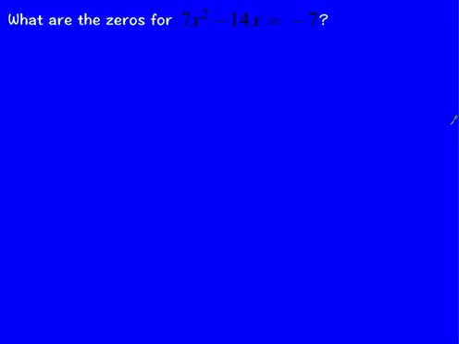What are the zeros for 7x squared minus 14x equals negative 7? Remember that whenever you're working these out, you always want to have it equal to 0 if it's got 3 parts. So to get it equal to 0, we would have to take this negative 7 and move it over. We would either circle and jump the negative 7, making it a positive 7 on the other side, or we would add 7.